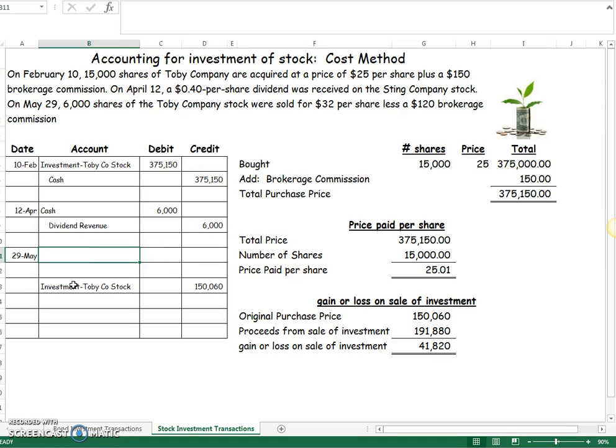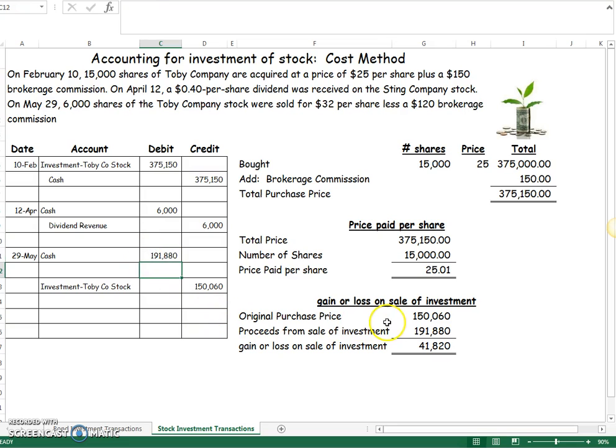Whenever I sell something, I get cash. I call that proceeds. Let's see how we calculate how much proceeds I got from this sale. So it tells me that I sold 6,000 shares for $32 less $120 brokerage commission. So I had to give that to the brokerage fee. So what I will do is I will say 6,000 shares that I sold times the $32 per share that I sold it for, and I'll subtract out the brokerage fee that went to pay for this transaction. So when I do that, I find out that I get $191,880.